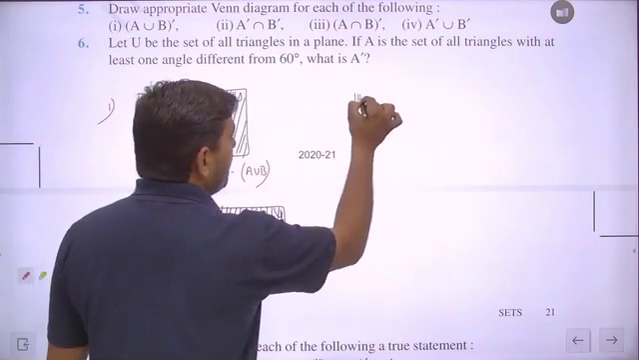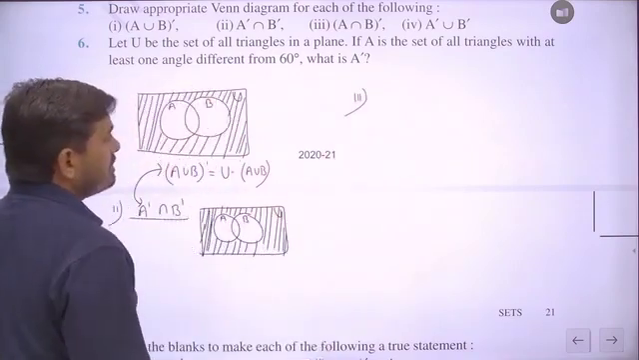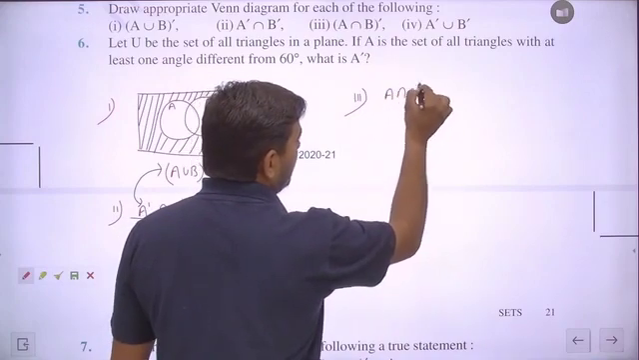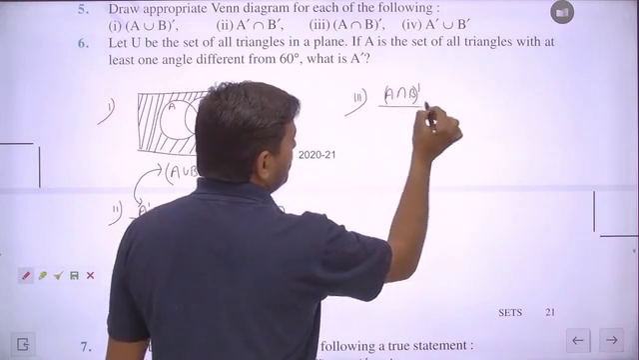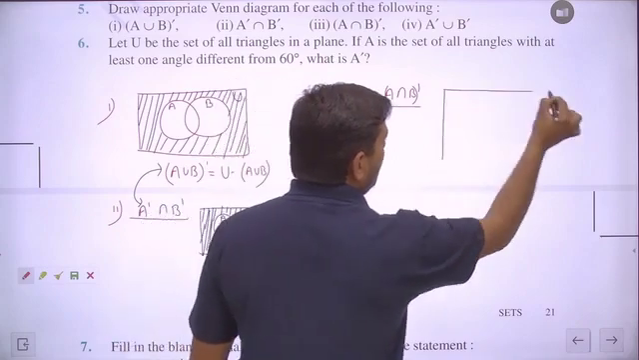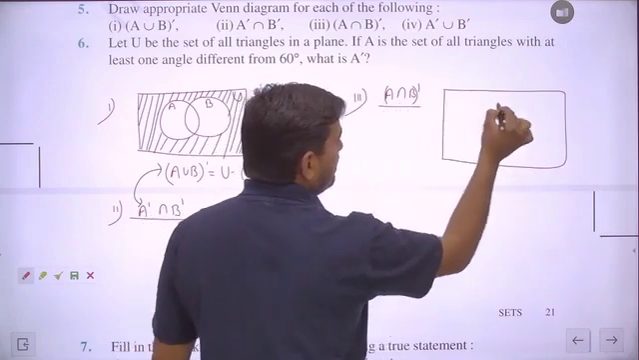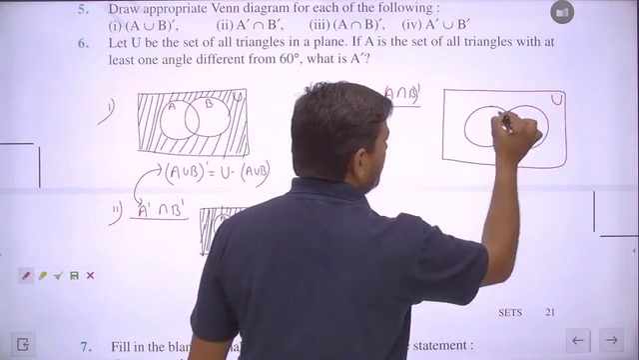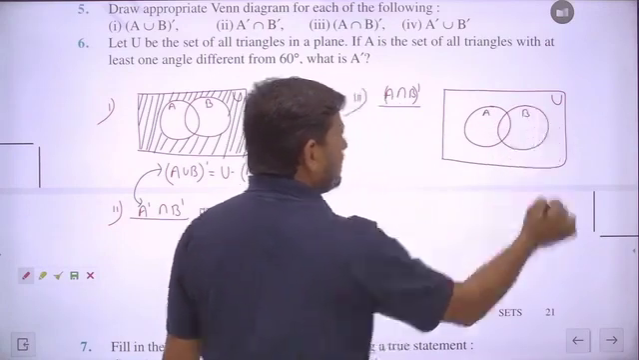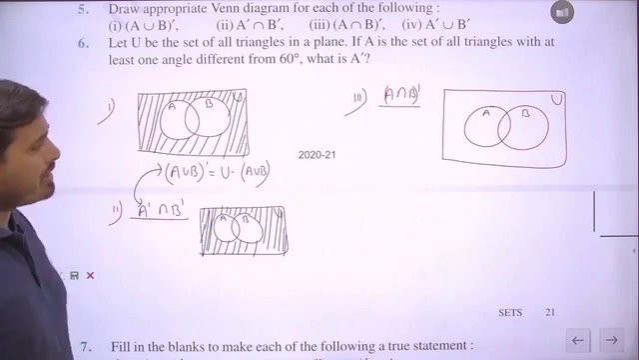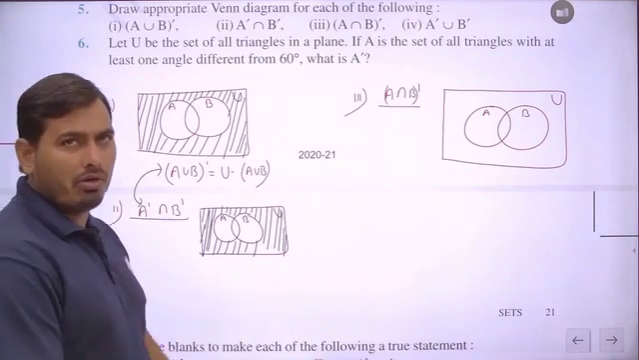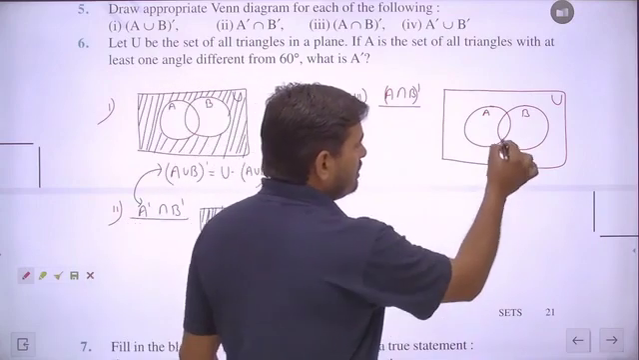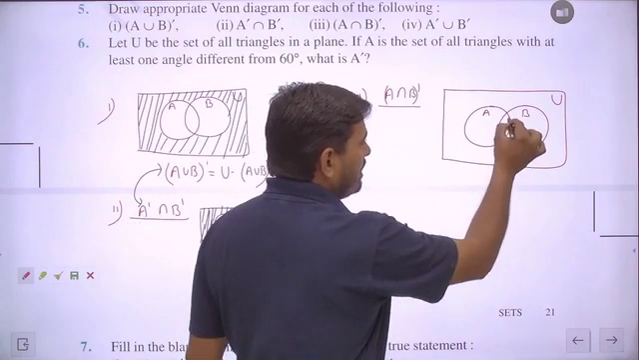So the third part is A intersection B dash. We have to make the Venn diagram of this part. This is the universal set, this is any set A, and this is any set B. So we have to make the sets A and B. For A intersection B dash, first of all we have to see the intersection of both sets. So this particular region will specify the intersection.